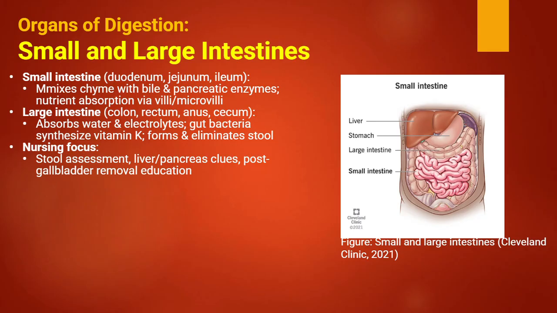From a nursing standpoint, stool characteristics can reveal a great deal about a patient's GI health. For example, pale or clay-colored stools may indicate liver or gallbladder dysfunction, while greasy or foul-smelling stools may indicate pancreatic insufficiency. Reviewing the gallbladder's role is also important.